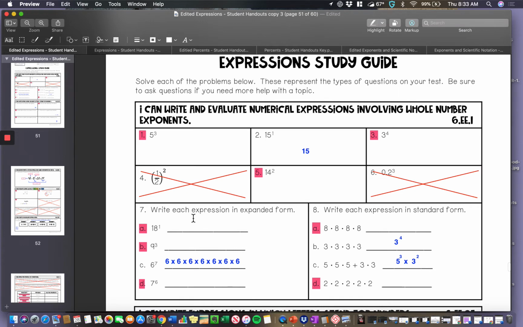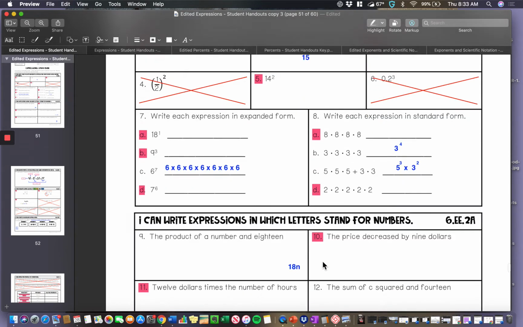Now in number 7, you're going to be writing your exponents in expanded form. If you don't remember what expanded form looks like, I have an example here in letter C. For number 8, you're going to write each expression in standard form. So they give you an example of expanded form here, and you have to write it in standard form. Remember, anything in pink is what you're going to write on your packet or Cami.